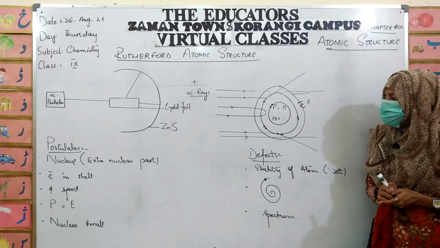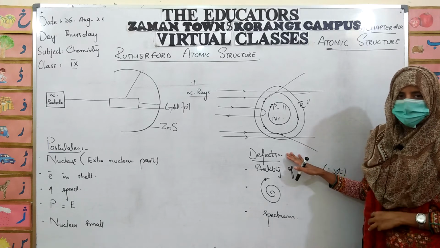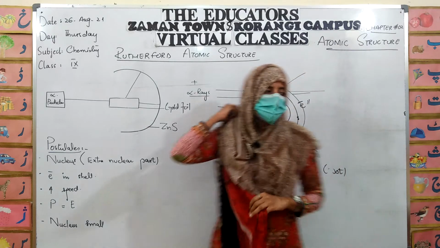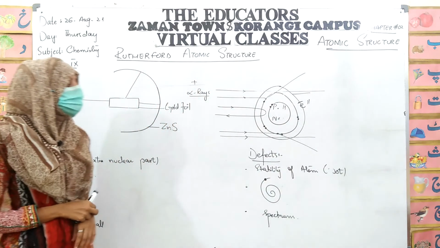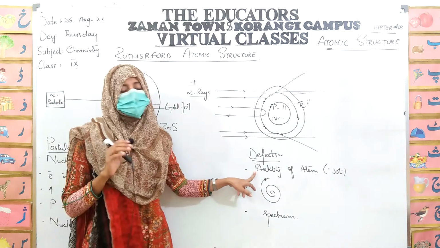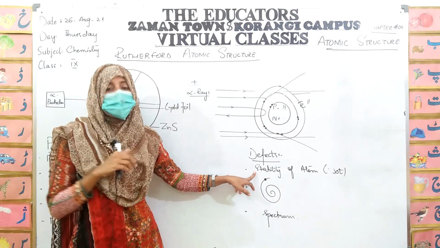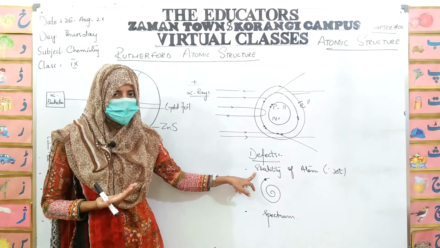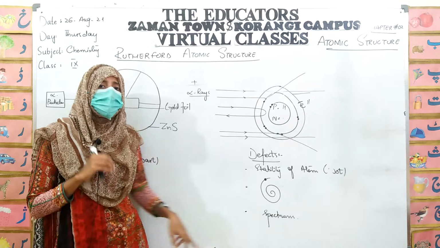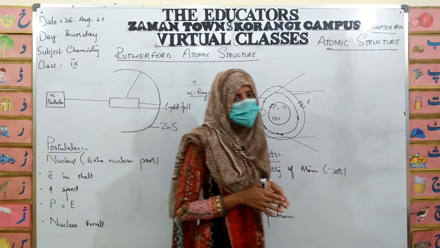Now, after the postulates, let's discuss the defects of Rutherford's model. The first defect is that he did not explain the stability of an atom, that is, why the atom is stable. So this one point was not clarified in Rutherford's atomic theory.